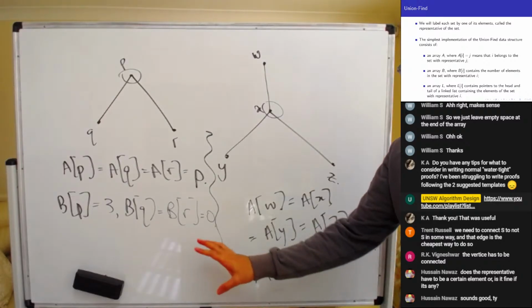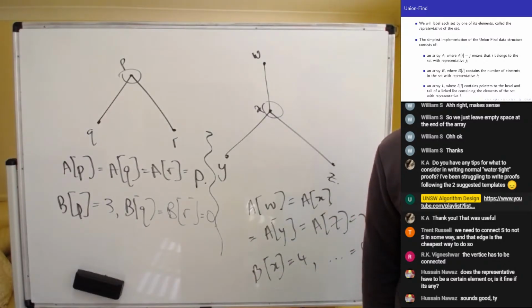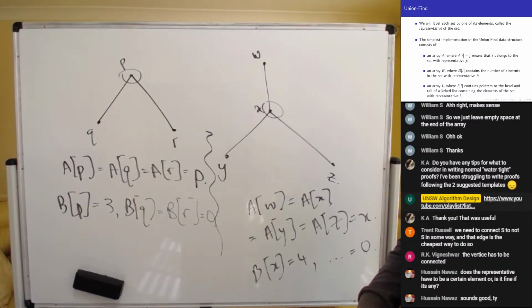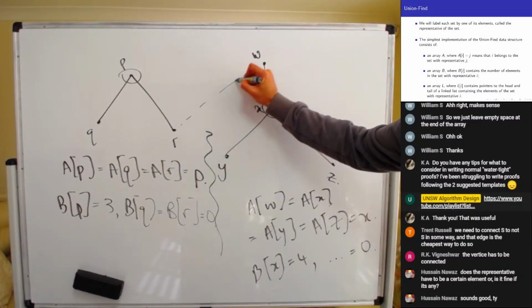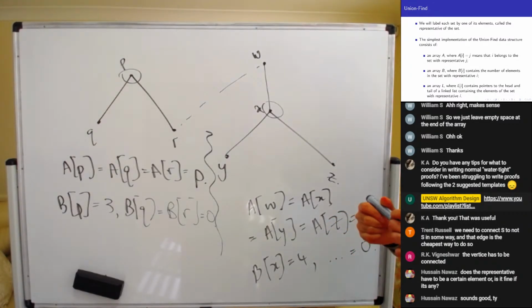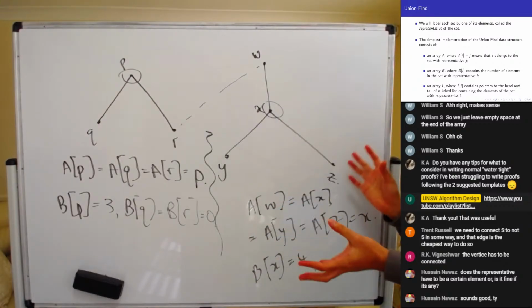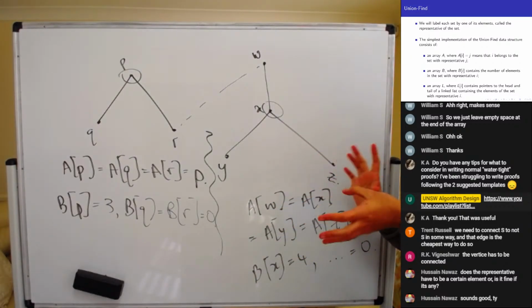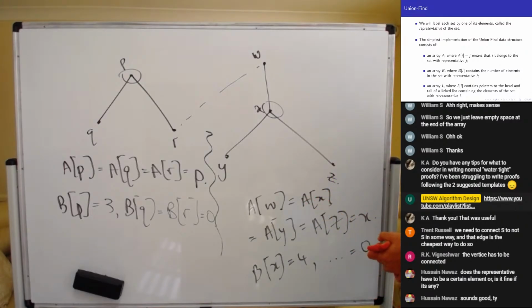Again, I haven't included the list array, whatever. The last operation to consider is what happens if I union these. What happens if I now get a new edge that should join, say, R and W? How do I do this? I would like to merge these two together into one big set containing 7 things. But I'll need to make some changes, right?